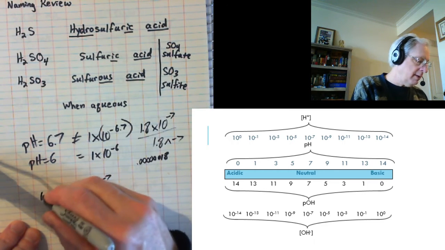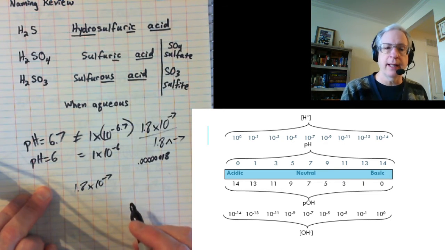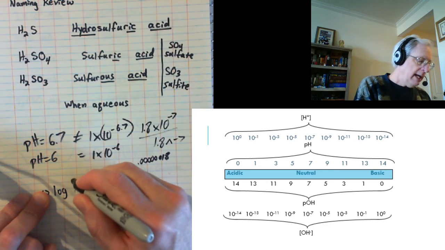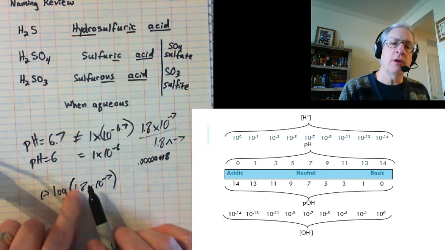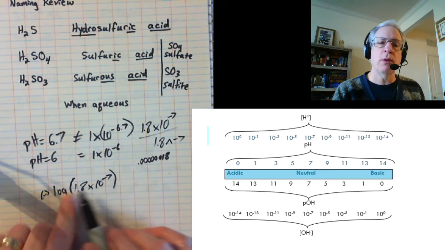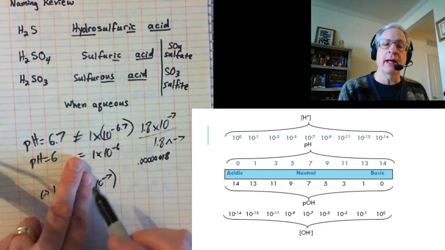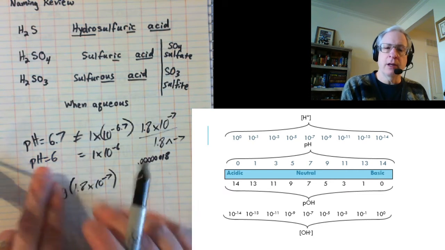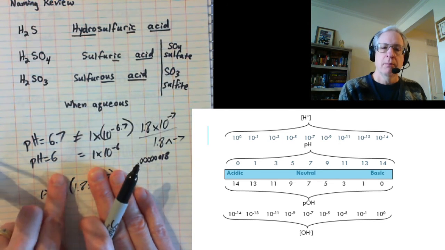is you would do the negative on your calculator, or you can just leave the negative out and put it on at the end, and say log, and then you want to put all of this in parentheses, because if you don't put this in parentheses, your calculator will do log of 1.8, find that answer, and then multiply it by 10 to the negative 7th. It'll move the decimal 7 places of this answer. But you don't want to do that.